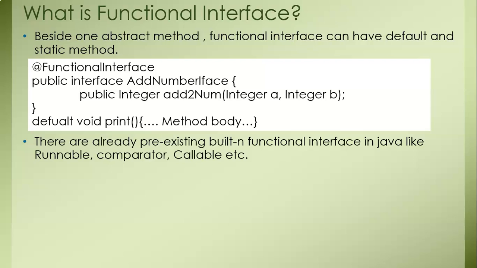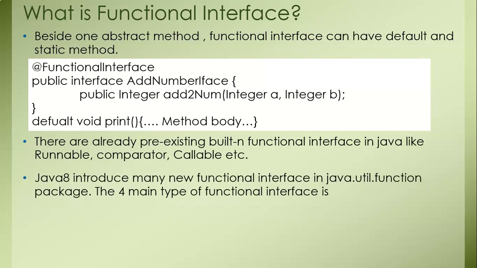There are a few interfaces with only one abstract method, like the Runnable interface, which has a run method, the Comparator interface having a compare method, the Callable interface with the call method, and the ActionListener interface. There are a few already pre-existing interfaces which can be considered functional interfaces.